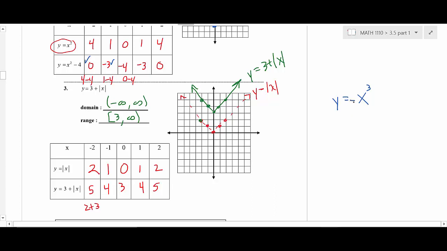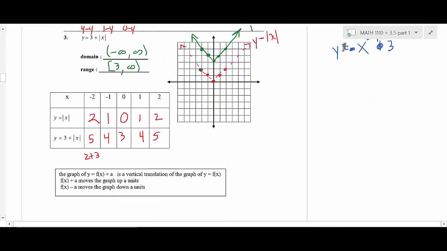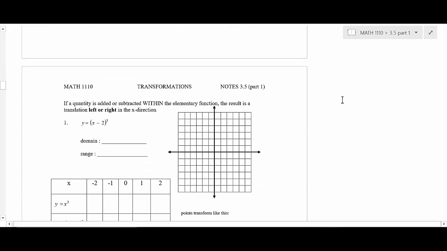If I put a plus 3 there, what does it do? Moves it up 3. If I put a minus 3 there, what does it do? Takes it down 3. Okay, those are the simplest transformations for students to learn. Now the next thing we're going to do on the next page is a little trickier.